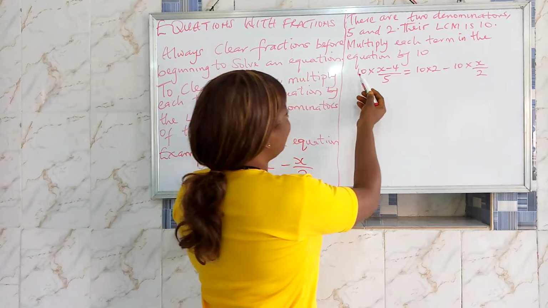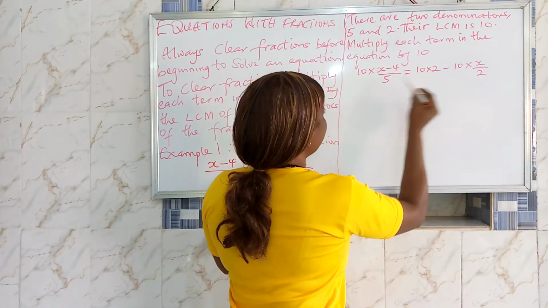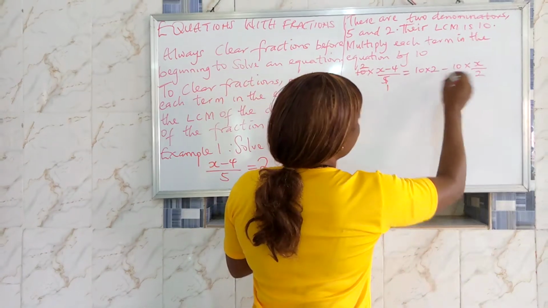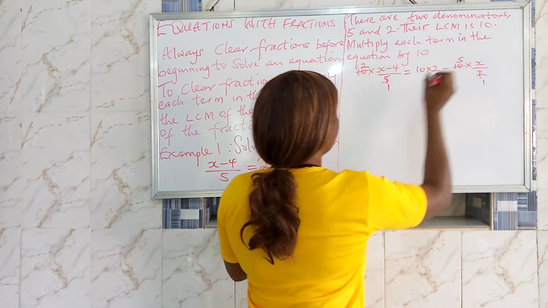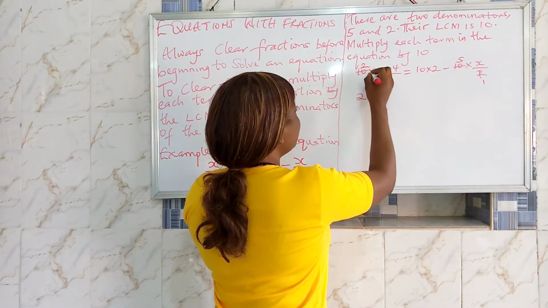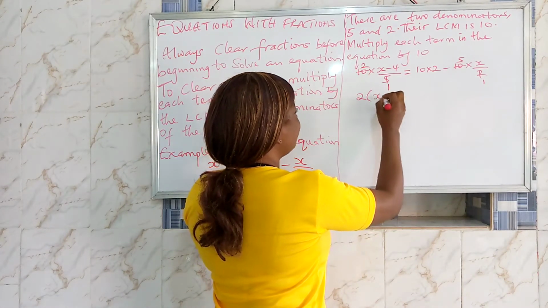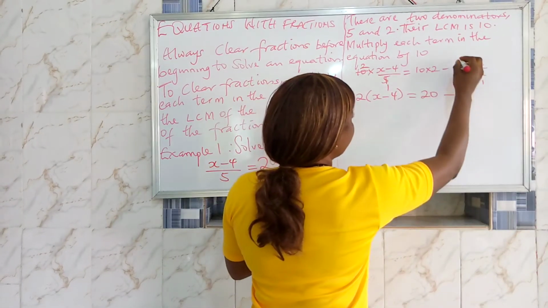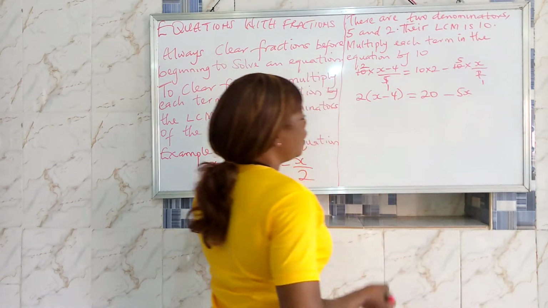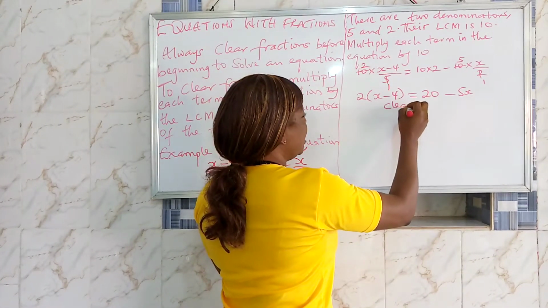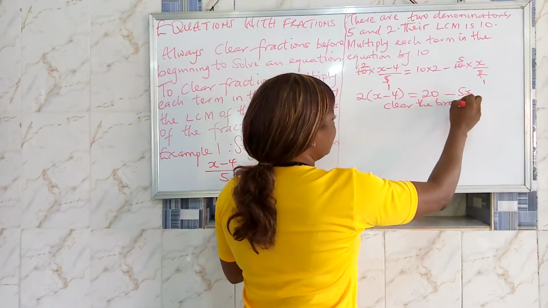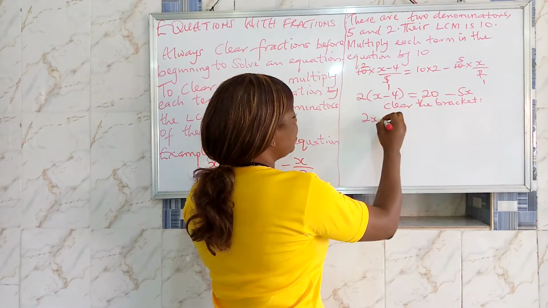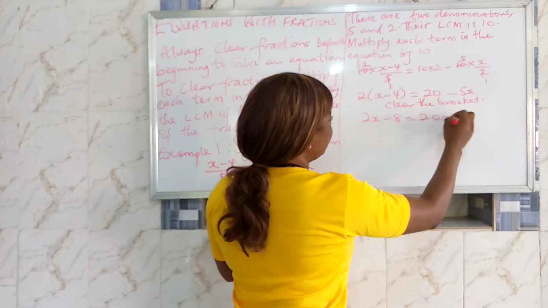So now let's see, I've written it already. So I have this, and then I will divide: 5 here 1, 5 here 2. Nothing to divide here. 2 here 1, 2 here 5. So that means I'm going to have 2. Instead of this multiplication, I can put a bracket and have this minus this, close my bracket. 10 times this one will give me 20, minus 5 times x will give me 5x. The next thing for me to do is to clear the brackets, or remove the brackets. So 2 times this will give you 2x, times this will give you minus 8, equal to 20 minus 5x.